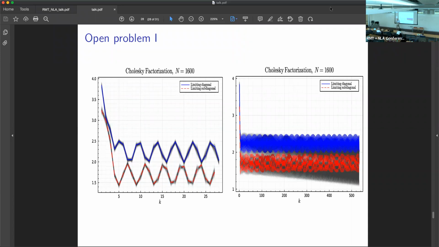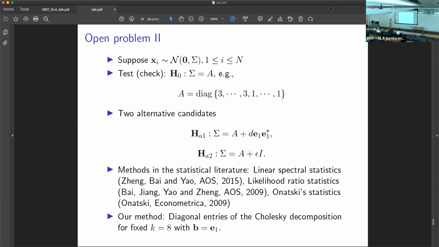Okay, so therefore, it's a question. If your K at least is comparable to N, what can we do? And finally, this is not even an open problem.